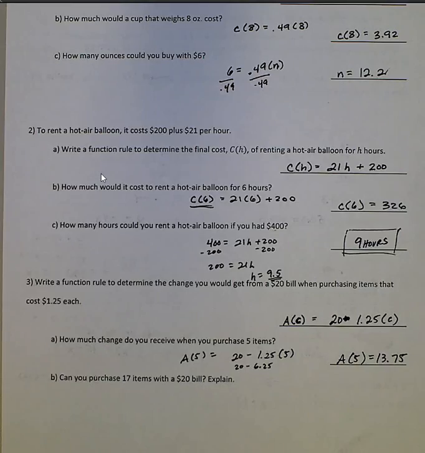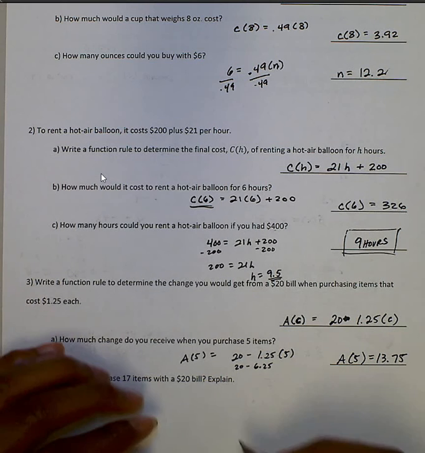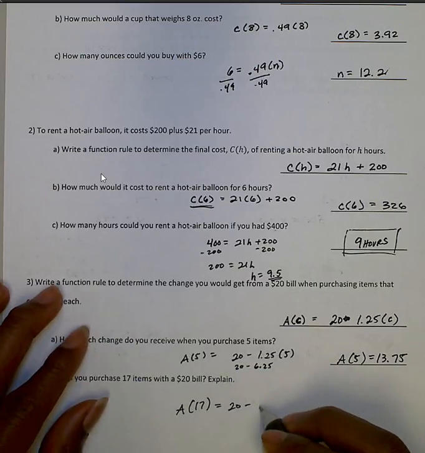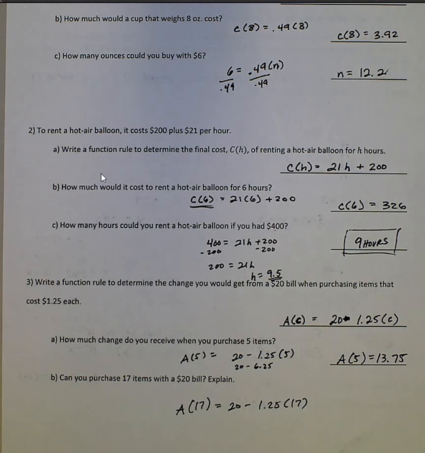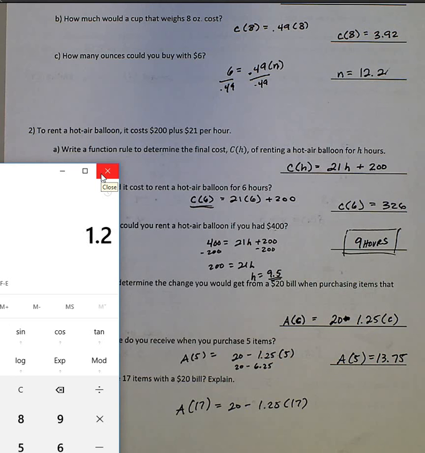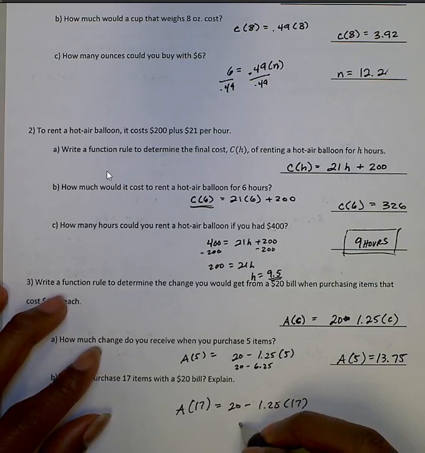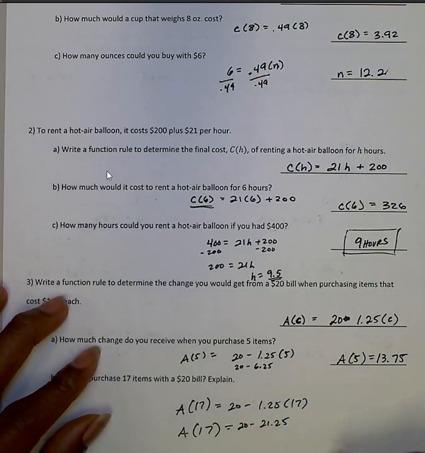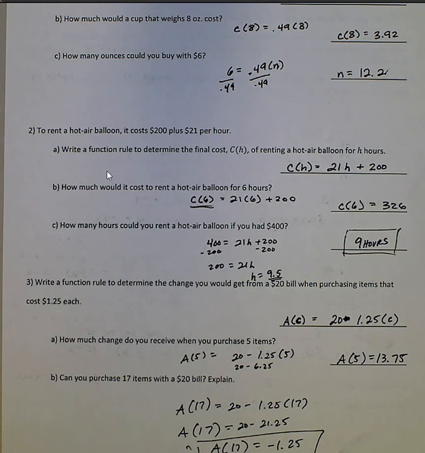Then the final question is, can you purchase 17 items with a $20 bill? Well, let's see. A of 17 equals 20 minus 1.25 times 17. Let me pull up my calculator for that. 21.25. So 20 minus 21.25. Would we be able to purchase 17 items with this amount of money? The answer is no. We need $1.25 more. So maybe 16 items, but not 17.